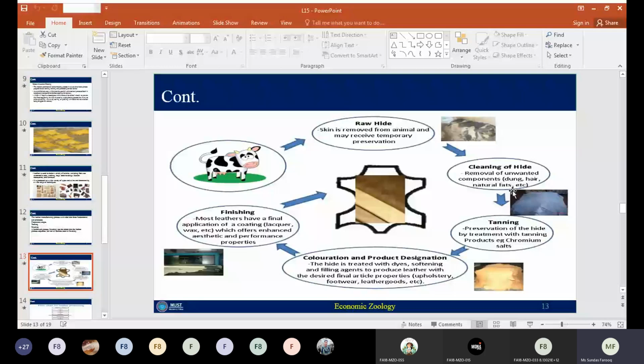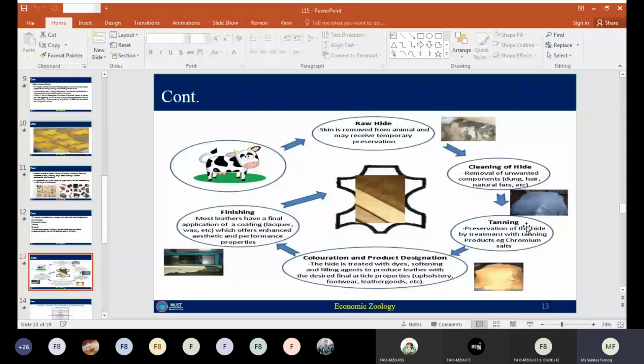So the next step that is of much more concern and significance is tanning. Tanning is the process in which preservation is involved, and we treat the hide with different types of tanning agents, and among them different types of chromium salts are utilized for this purpose.